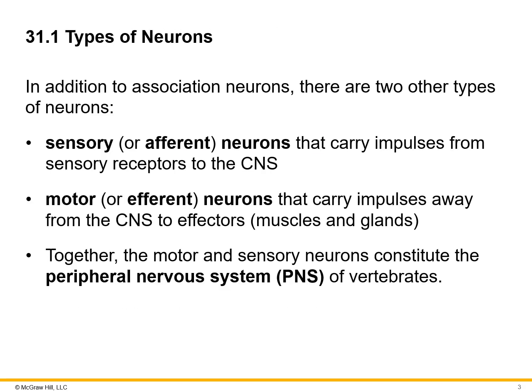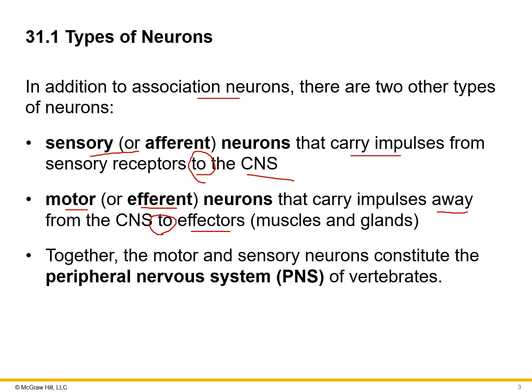So in addition to those interneurons or association neurons, there are two other types. Sensory or afferent neurons carry impulses from sensory receptors to the CNS. And then we have motor or efferent neurons, and those carry impulses away from the CNS to the effectors like the muscles and the glands. So they're actually producing an effect. So efferent effects is one way to try to keep those together.